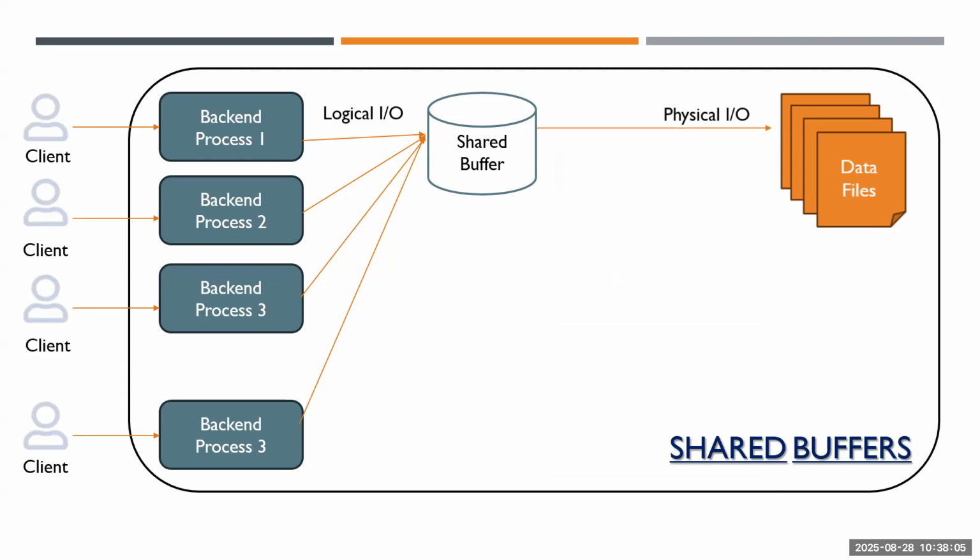Shared buffers will go to the physical disk and get the data. While it is getting the data, it may also use the OS cache. Here, a little confused. Sometimes it will use the OS cache also to place your files.